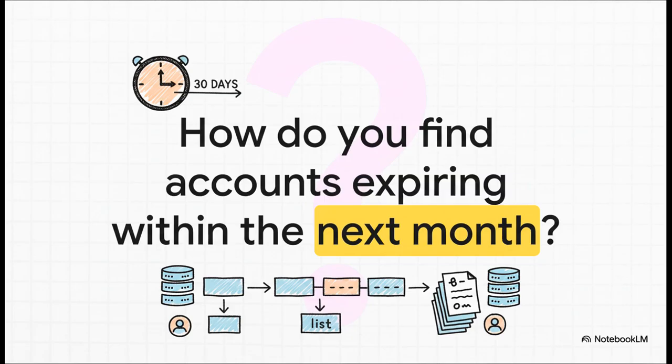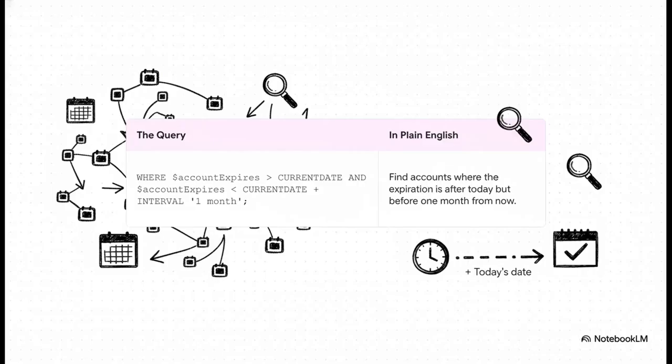Imagine your manager comes to you and asks, "Hey, can you get me a list of all the accounts that are going to expire in the next 30 days?" How do you answer that question with a query? Well, here's your answer. The logic here is actually pretty simple, but it's so powerful. We're telling the system, hey, find me all the entries where the expiration date is after today's date and where the expiration date is before today's date plus 1 month. It creates this perfect little window to find exactly what you need, nothing more, nothing less.